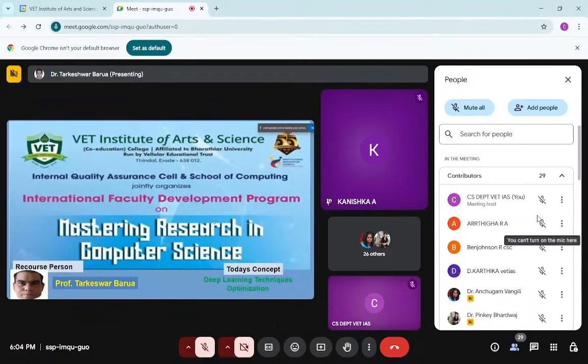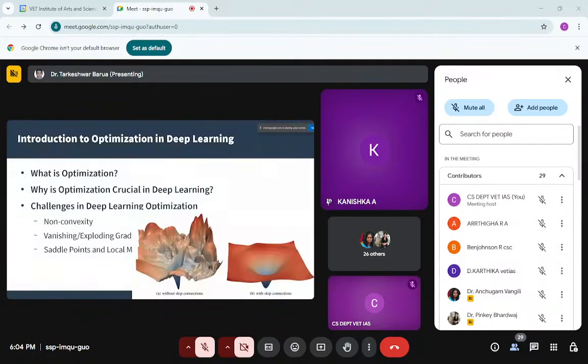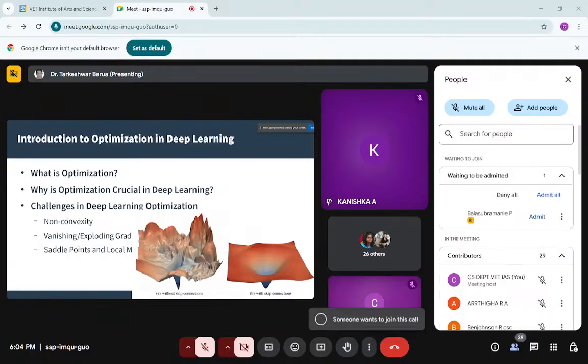So, dear faculty members, today we are going to discuss deep learning techniques to optimize our models, in training models based upon the neural network, how we can optimize. So now the question arises, what is optimization? Optimization means something is already there, but how can we do this in a much better way so that we can improve the accuracy and we can minimize the loss. So that is called optimization.